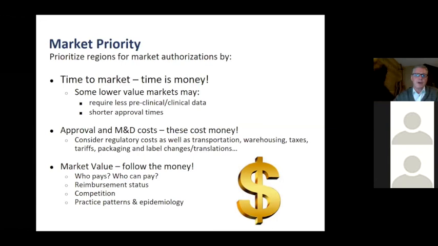And of course, your ROI, your market value, you've got to follow that money. Who is going to be paying for this product? Who can pay for the product? What is the status of reimbursement within the markets that you're looking at? What is the status of competition within that market? And what are those practice patterns?